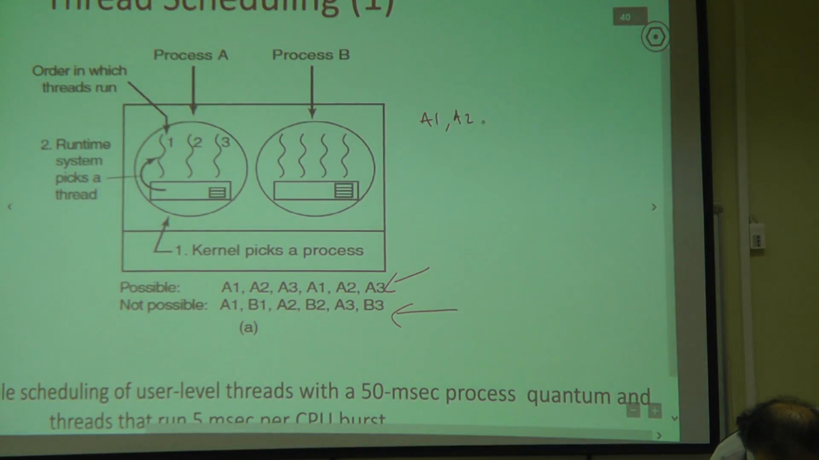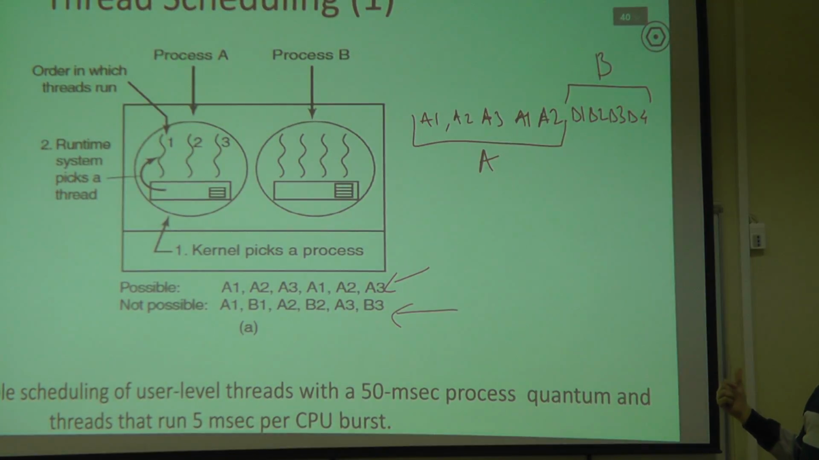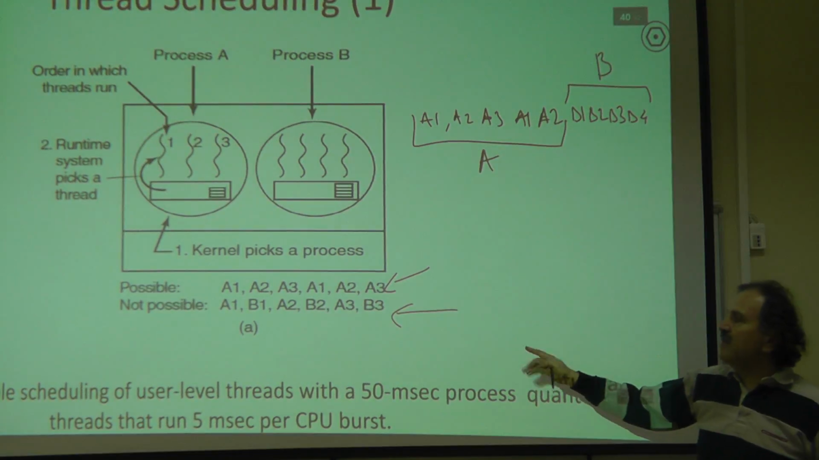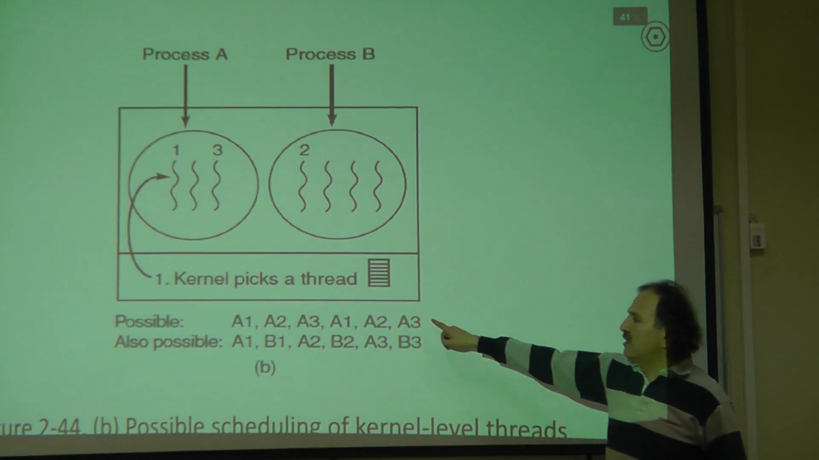A1, A2, A3, A1, A2, and then B1, B2, B3, B4, and it goes like that. This is the process A time, and this is the process B time. I am still running the threads of process B, but I have to wait for process A to finish its quantum, or wait for process A to block, so that I can run the B threads. It is possible to run it that way, but I want them to be interleaved, A, B, A, B. That would increase my interactivity.